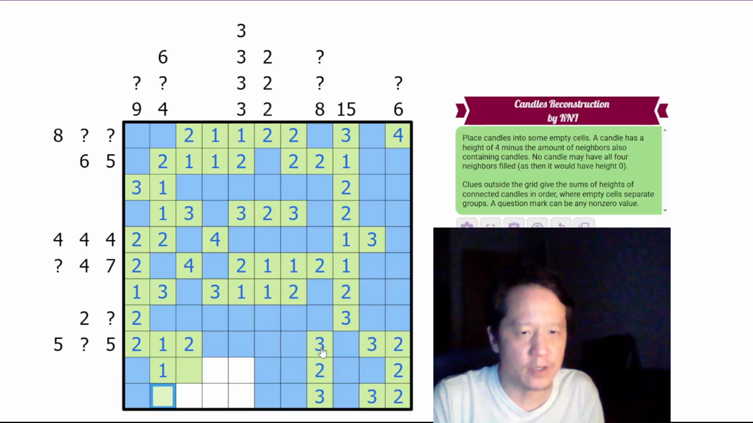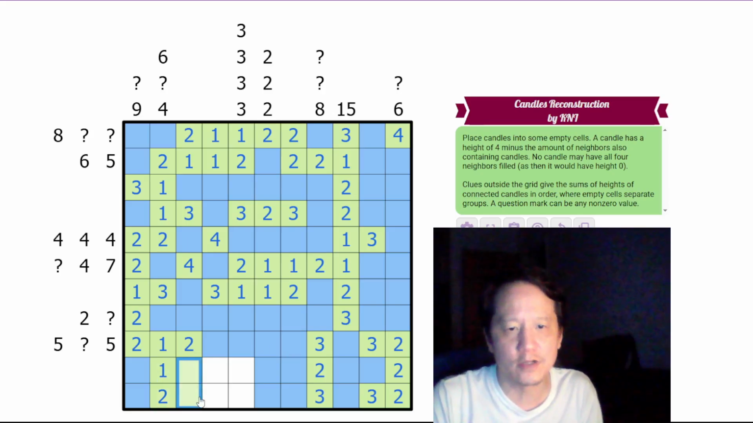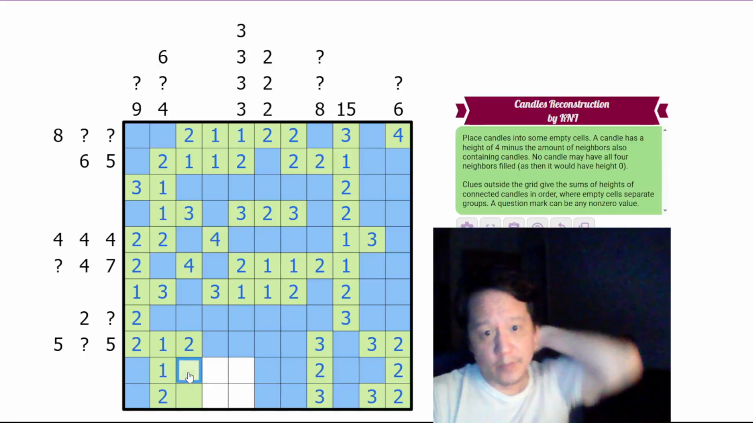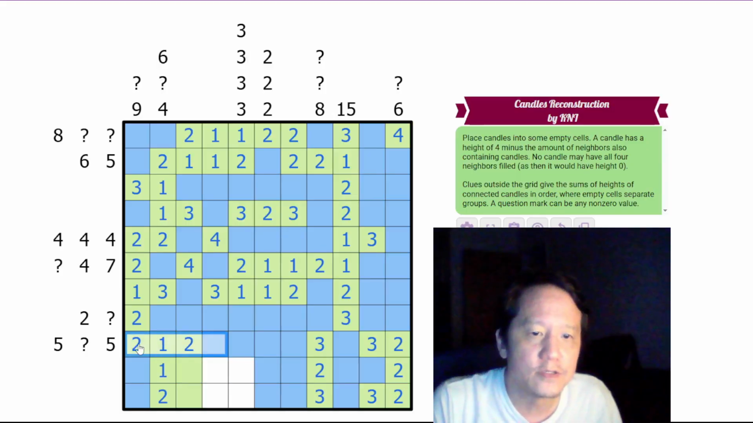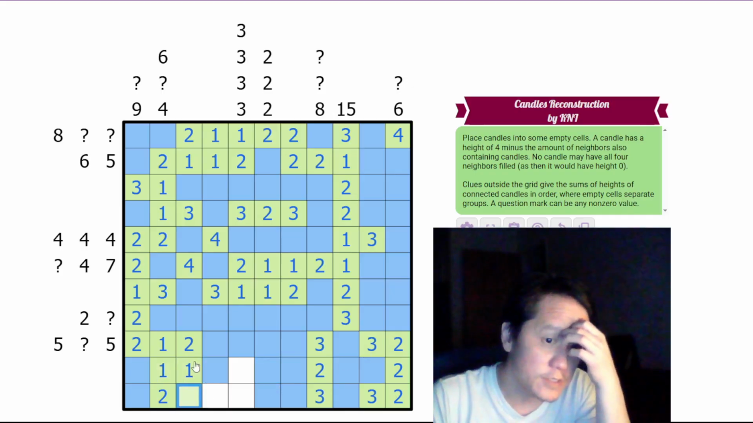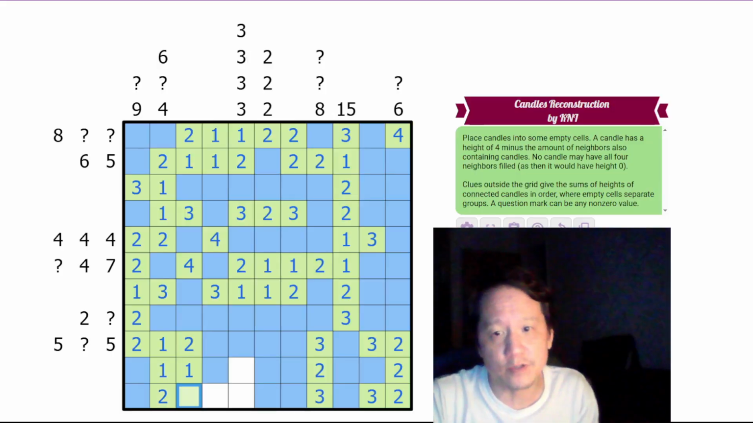This must be 2. So it must have 2 neighbors with candles. So that's candle, candle. This has... So this is all done. It's 5. Now we just have to do the 3 here. So this must not be with candle because it can't have all 4 neighbors with candles. So this is 1. This has 2 neighbors with candle. It could have 3, so it's 1 or 2.